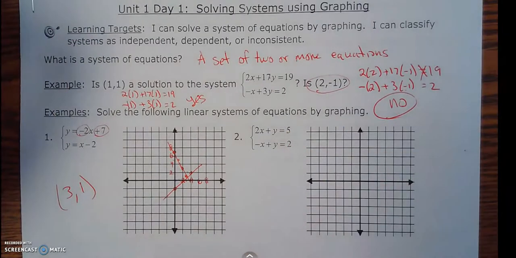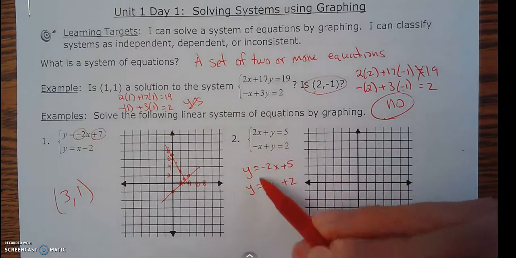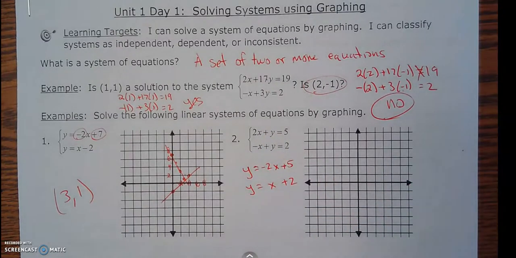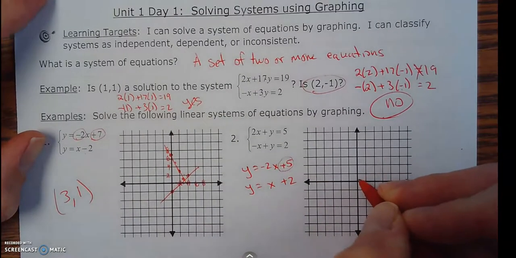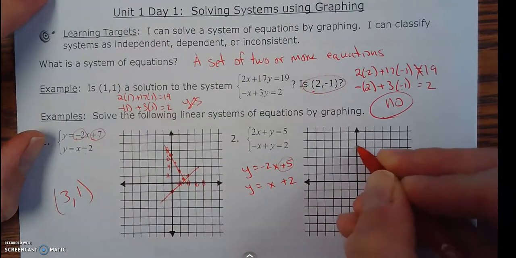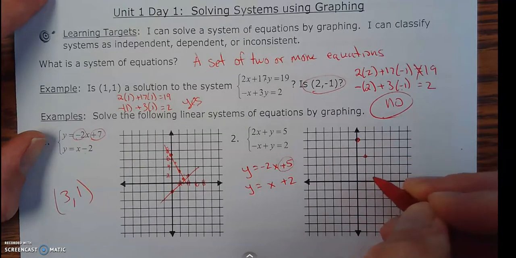So what I'm going to do is put both of these into slope-intercept form. So that's what I have here. I just move the x's to the other side and have y by itself. Now, to graph this one, here's my y-intercept. And I can do whole values, so 1, 2, 3, 4, 5. It has a slope of negative 2. So that's down to the right 1, down to the right 1.